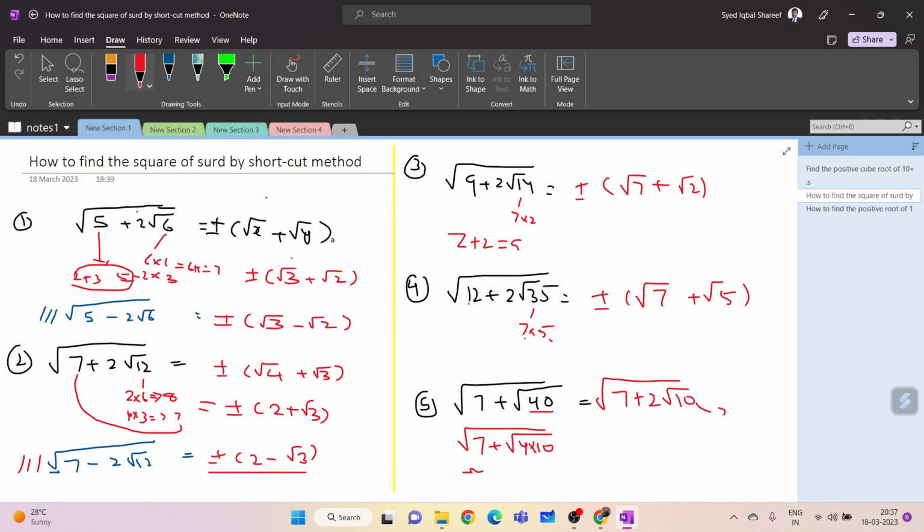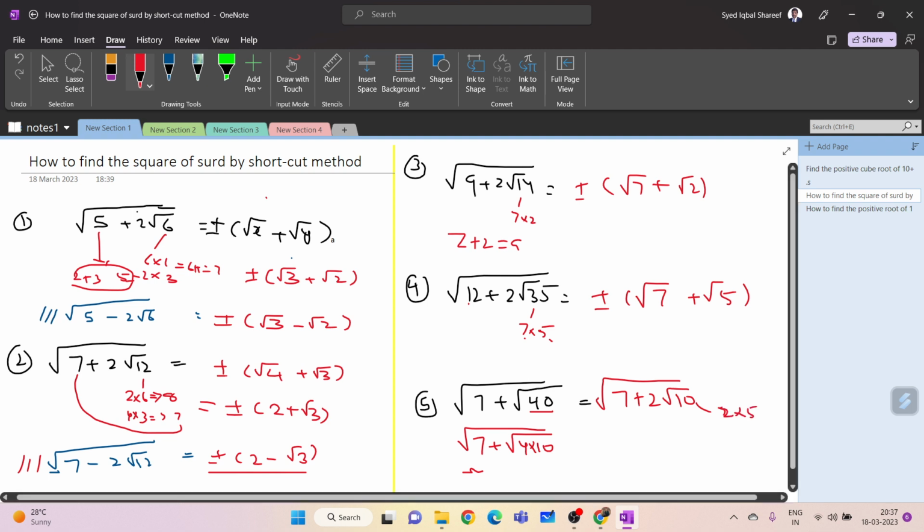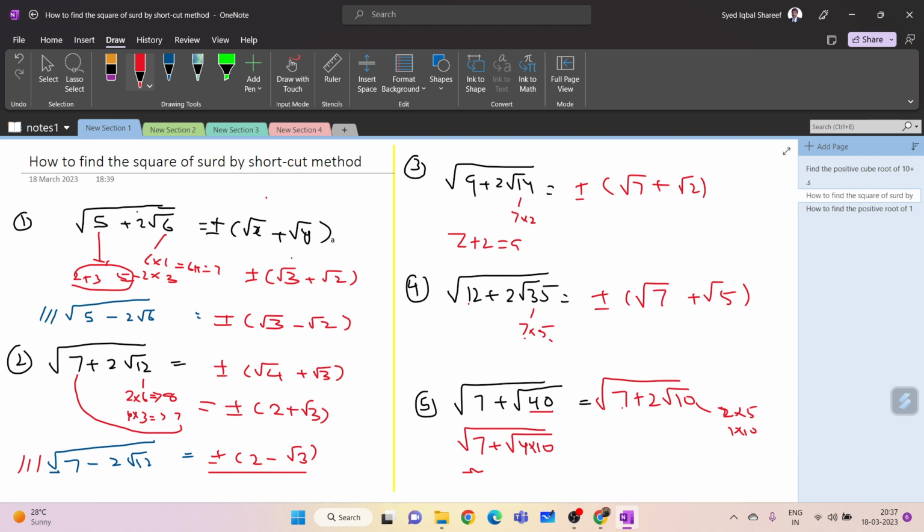What are the factors of 10? 2 and 5, 1 and 10. But we don't need 1 and 10, since 1 plus 10 is 11. We want 7. So 2 plus 5 is 7. So the answer is plus or minus root 5 plus root 2. Okay. Next.